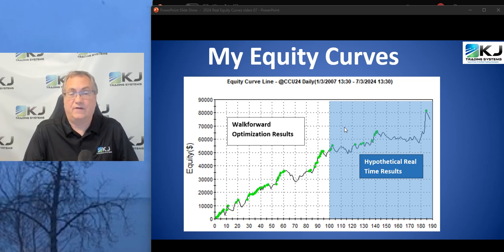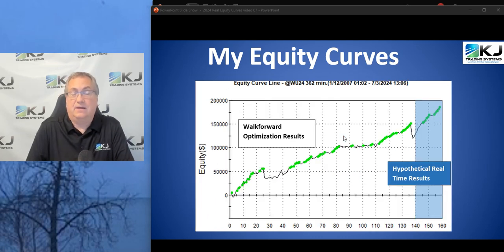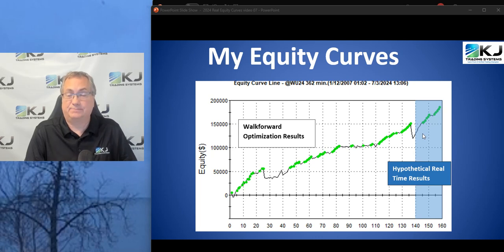Here's another curve. This was cocoa. Again, this is a closed trade equity curve. This is a strategy I trade myself, or I was trading. Here's one for wheat, roughly 6-hour bars. And you can see this one had a longer back test than the others and a shorter out of sample period, that period in blue.